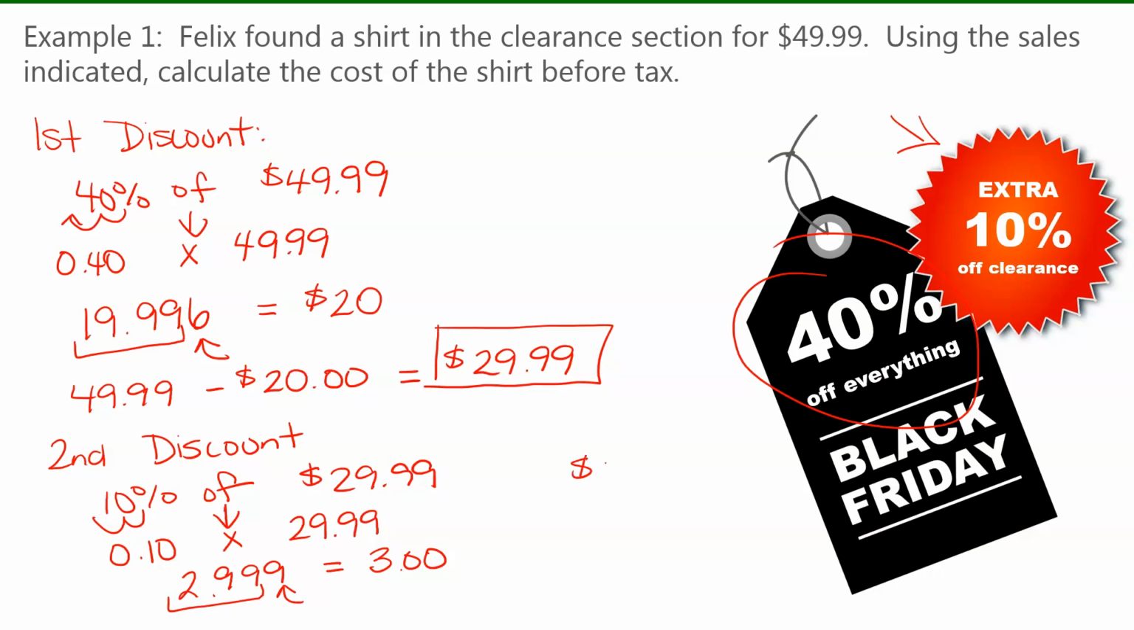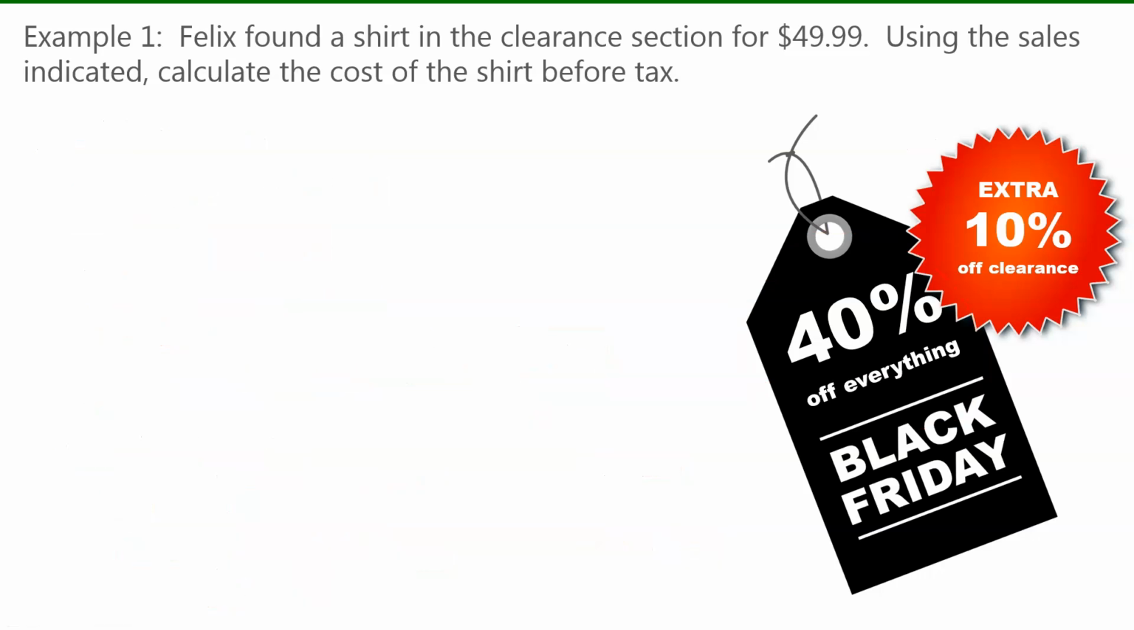So therefore, the $29.99 that we had after the first discount minus the additional $3 we save on the second discount, and before taxes, we will have to pay $26.99. So let's see what would happen if we added those percentages together.